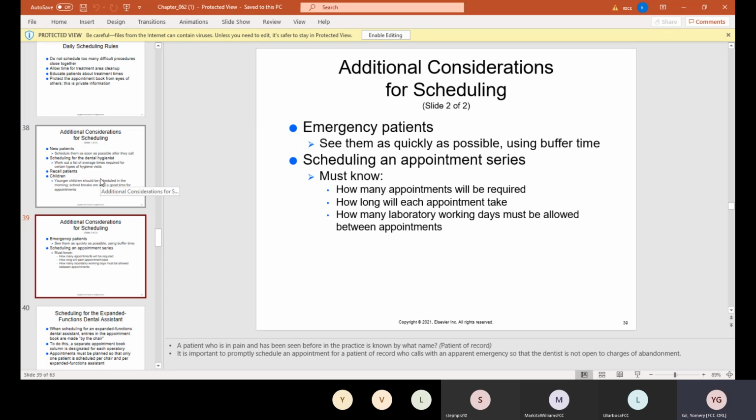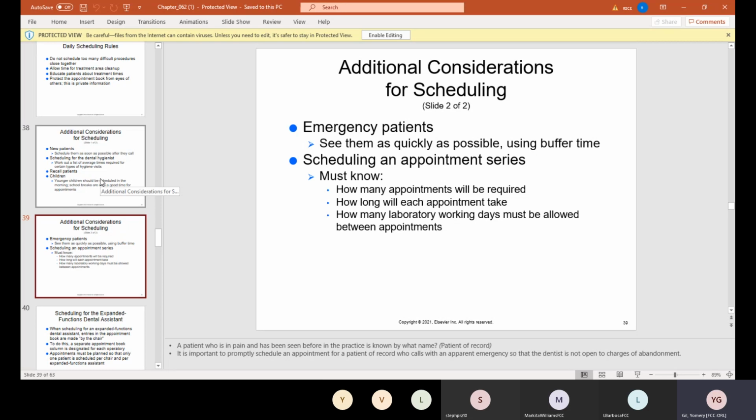Additional considerations for scheduling. Emergency patients, see them as quickly as possible using buffer time. So if a patient comes in and says, my tooth is really hurting me, I can't sleep for the past 3 days, my face is swollen, you're not going to say, well, I can give you an appointment for next week. No, you have to have availability on your schedule to squeeze that patient in.